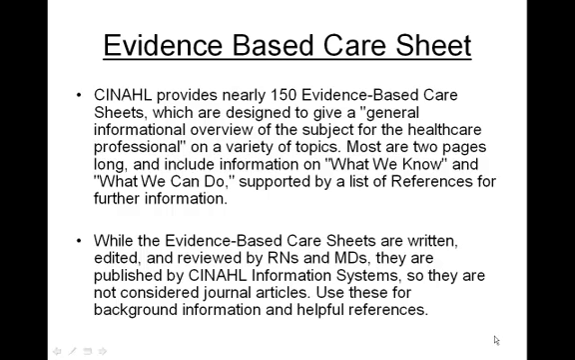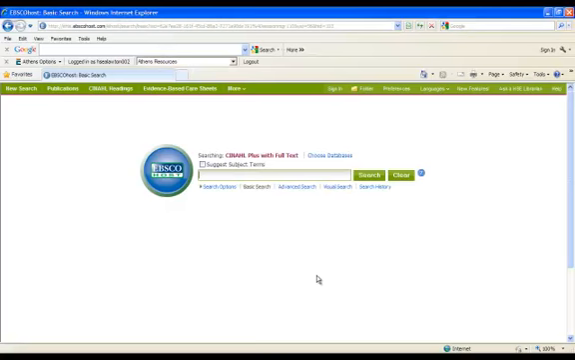Cinahl provides nearly 150 evidence-based care sheets, which are designed to give a general informational overview of the subject for the healthcare professional on a variety of topics. Most are 2 pages long and include information on what we know and what we can do, supported by a list of references for further information. While the evidence-based care sheets are written, edited, and reviewed by RNs and MDs, they are published by the Cinahl information systems, so they are not considered journal articles. Use these for background information and helpful references.